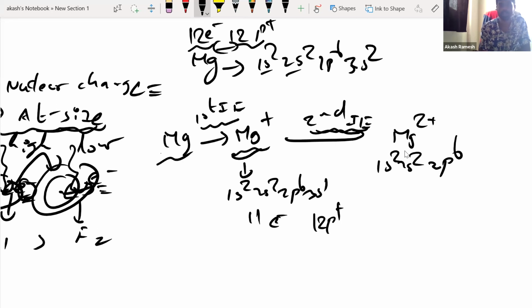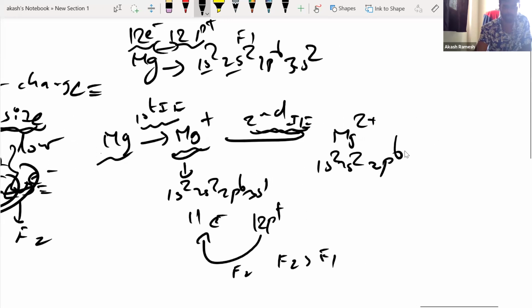Still 12 protons. So now what will happen? These 12 protons will attract these 11 electrons with still greater force. Say here the force is F1, and here the force is F2. F2 will be greater than F1 because 12 protons are attracting 11 electrons. In this case, 12 protons are attracting 12 electrons, so the force will be a little less here. Right? Hope you understand.